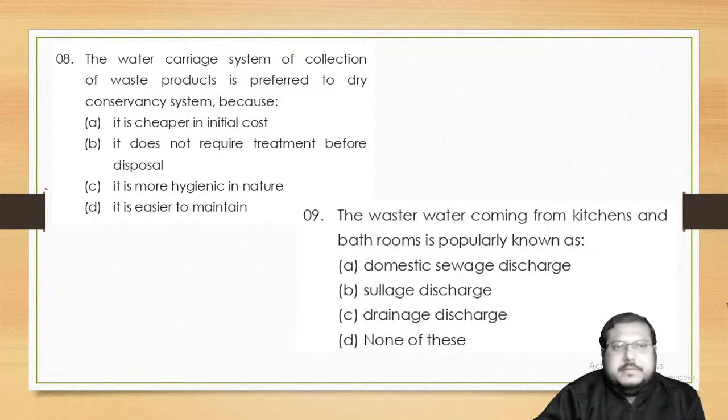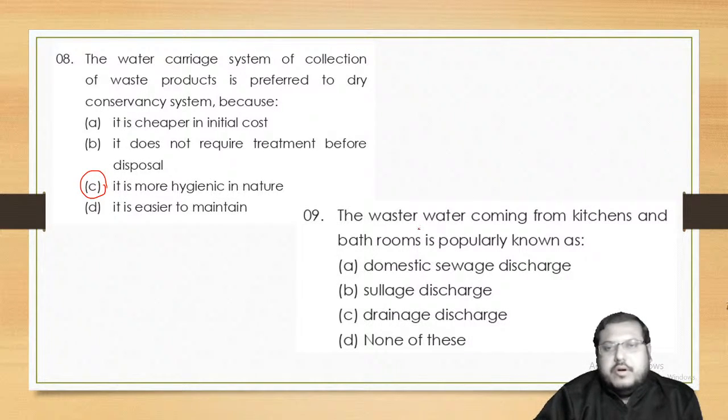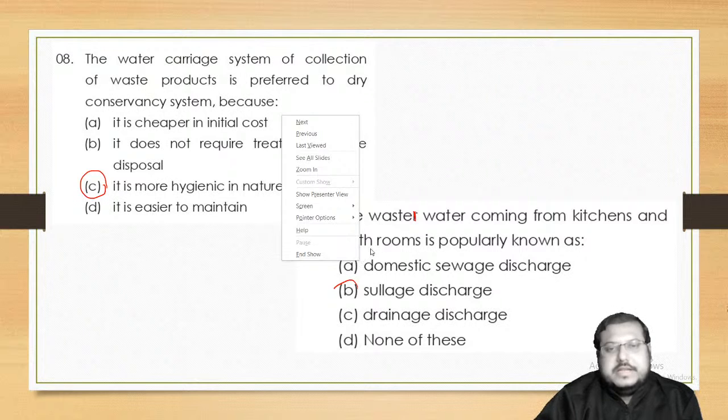Question number 8. The water carriage system of collection of waste product is preferred to the dry conservancy system because it is more hygienic in nature. The wastewater coming from kitchens and bathrooms is popularly known as, sorry, it's domestic sewage discharge. Extremely sorry.